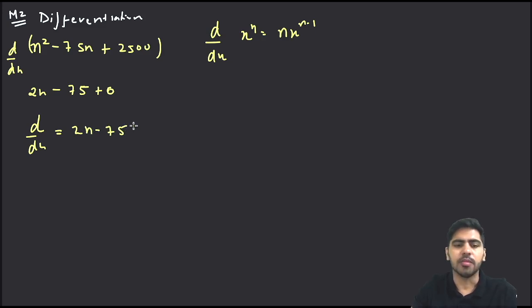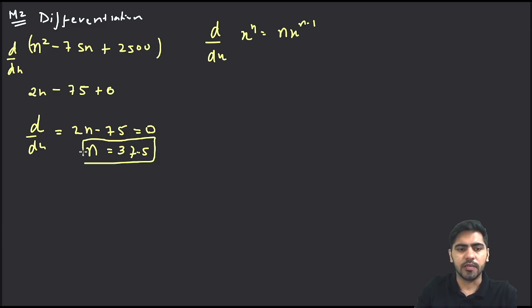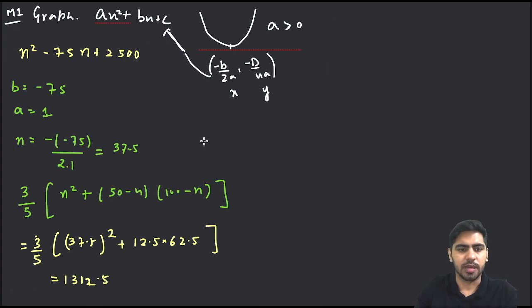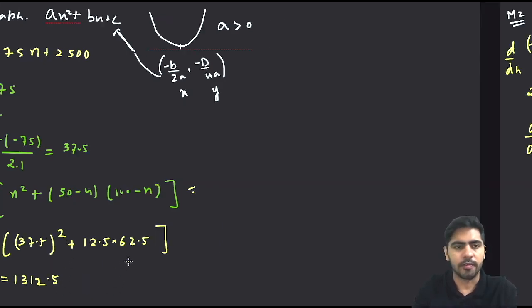Whenever we want to find the minimum value with the help of differentiation, we equate it to 0. So from here, if I equate this to 0, then the value of n will come out to be 75 by 2, which is 37.5. And again, you can substitute the same value in the given profit equation, where I have done the calculation on the previous slide. You'll get the same result, that is 1312.5.